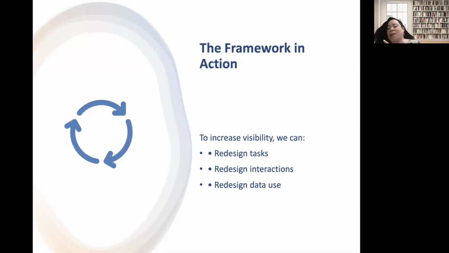We're going to shift from understanding the problem to applying the framework. So there are three main ways we can increase student visibility in practice. First, we can redesign tasks so that they generate richer evidence of learning. Second, we can redesign interactions so more students can participate in the online platform in ways that strengthen their needs and their wants. Third, we can redesign how we use data so it becomes a tool for instructional design, making decision making more meaningful rather than only a reporting mechanism.